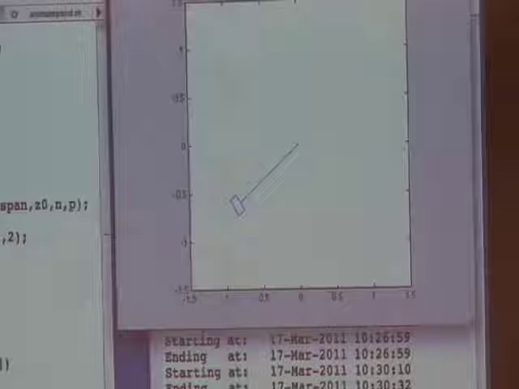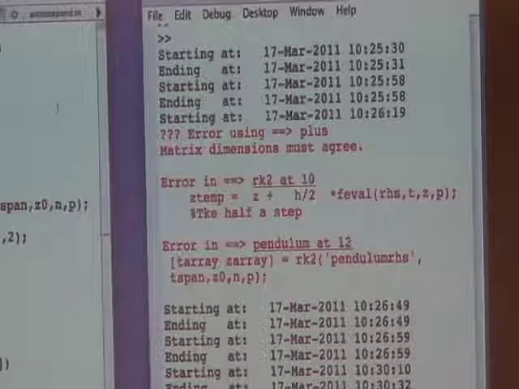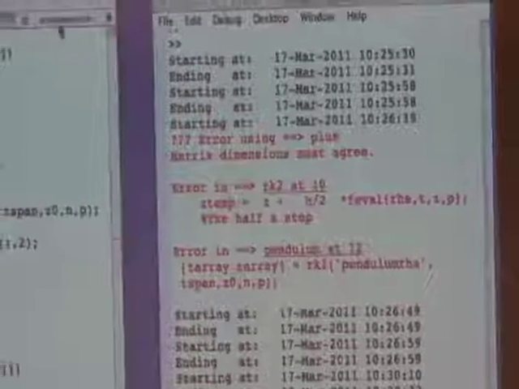What happened to my figure one and my figure two? I don't know. Get rid of these things. Okay, any questions about this animation program?